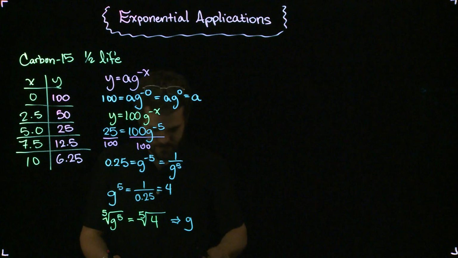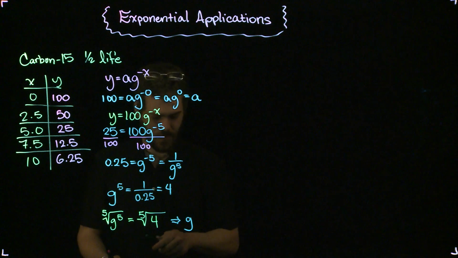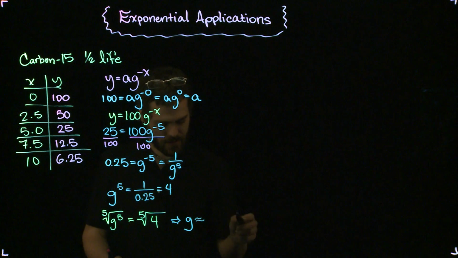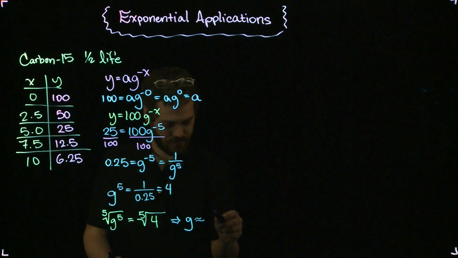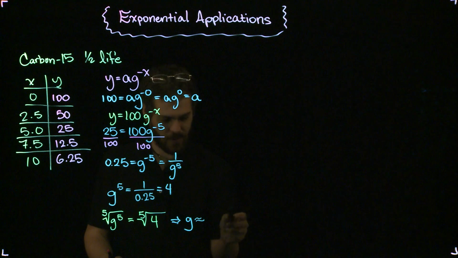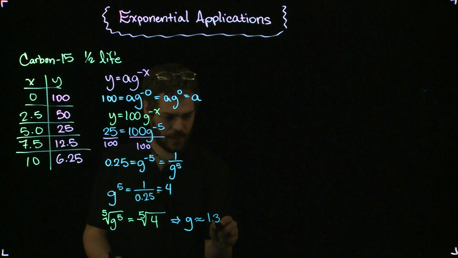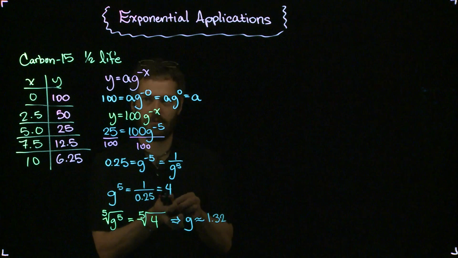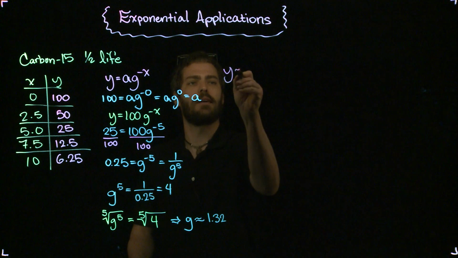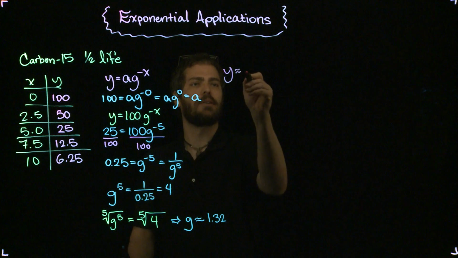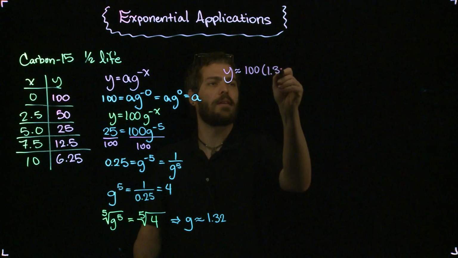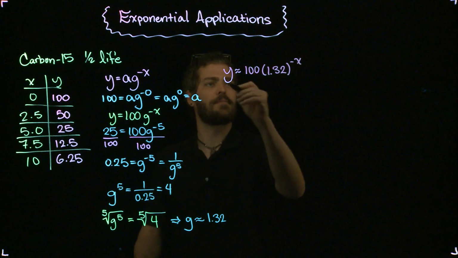All right. The 5th root is the same as the 1/5 power if you want to stick it in your calculator like that. So this is about 4 to the 1/5 power, or the 5th root of 4. 1.3195, so about 1.32. Okay. All right. So my functional form then is Y is approximately 100 times 1.32 to the negative X.